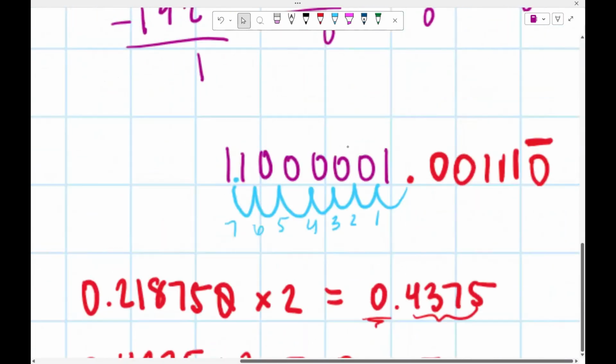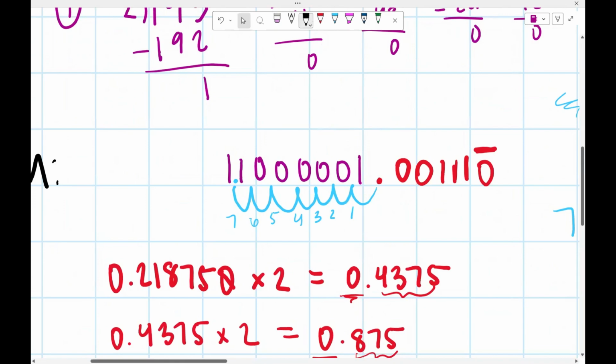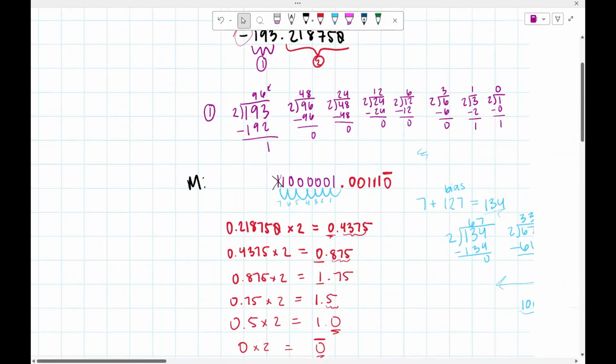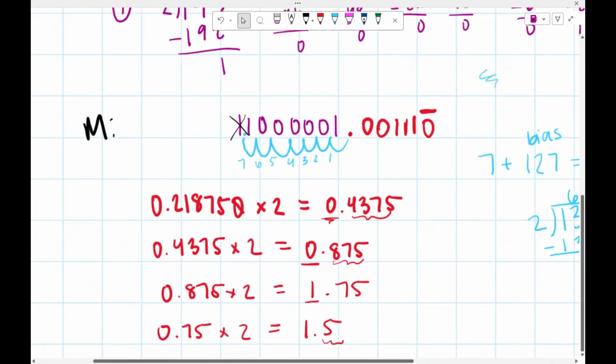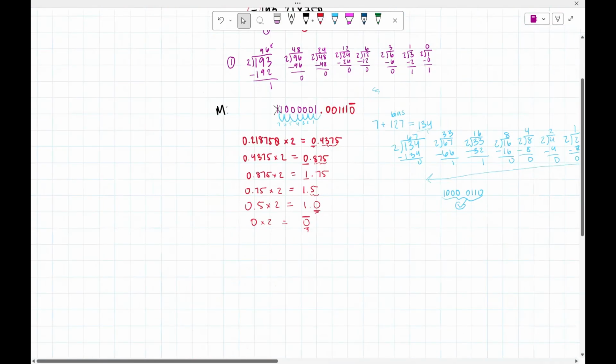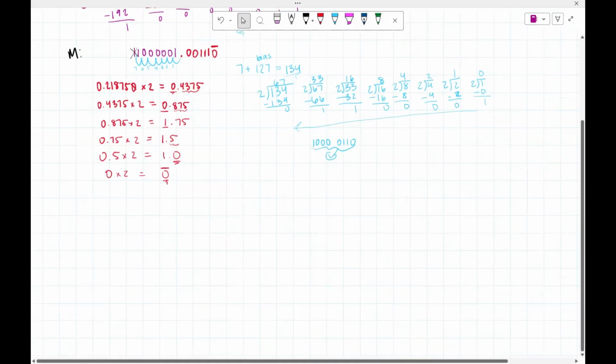Oh, and I did forget to mention right here, after we've moved the decimal, we can actually just drop this one. So this one is not to be included. So please don't forget that. If you include this one, your whole answer is going to be messed up. Okay. So that being said, let's go ahead and write everything together in binary.